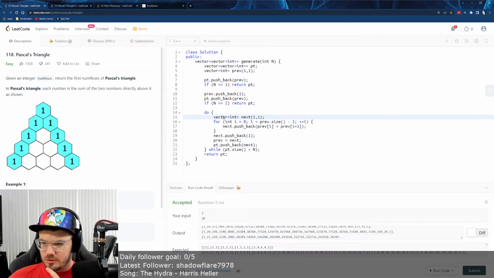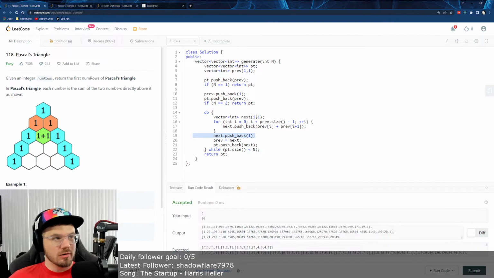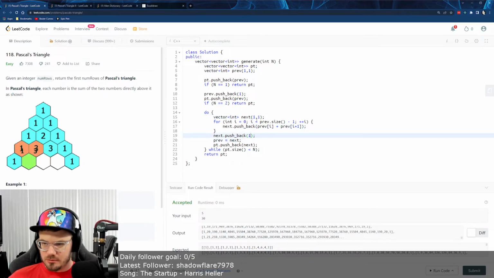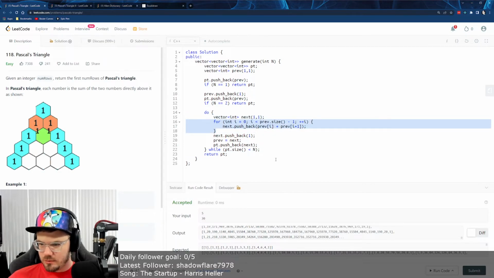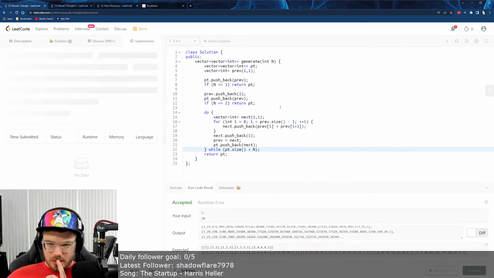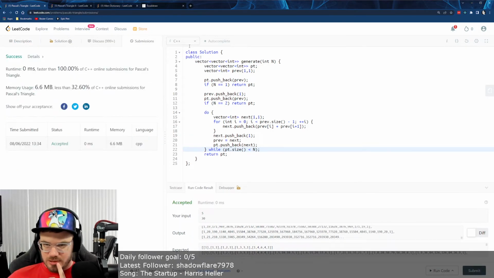Whenever you're creating your next row, you just start it with a 1 and end it with a 1. Again, if you do the 0 padding thing, you don't have to do this, because you'll just be summing 1 with a 0, and it'll work automatically. I'm not doing that, so I need to handle these 2 cases specifically. And then you do the sums for whatever's in the middle, where you're referencing the previous row. So let's submit that. We get that one accepted.